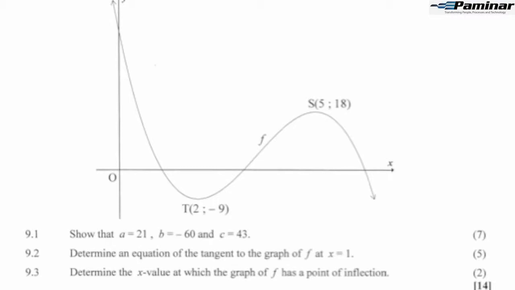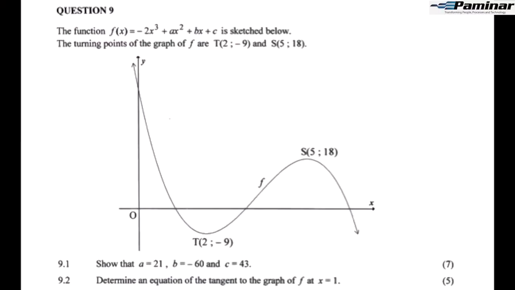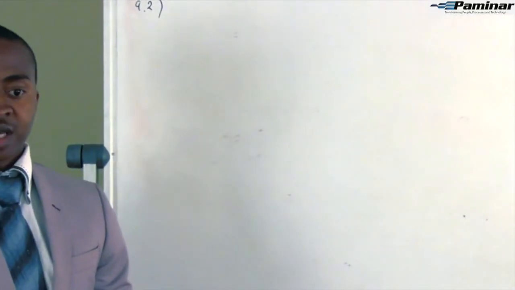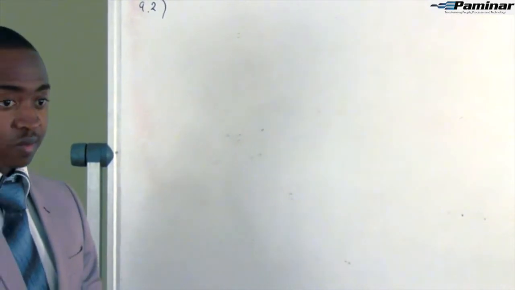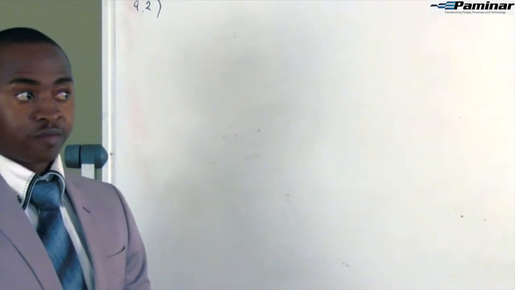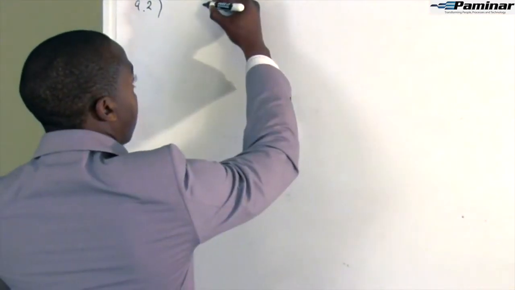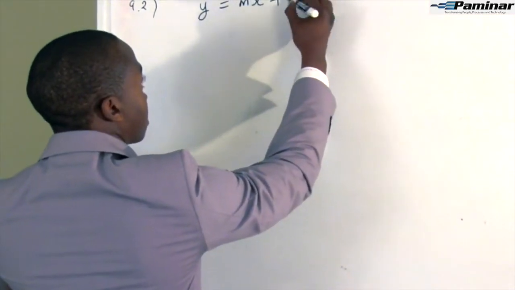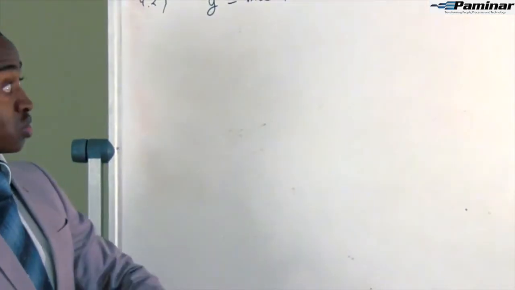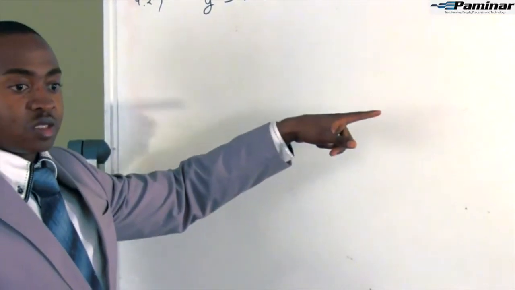Then, question 9.2 says, determine an equation of the tangent to the graph of f at the point x is equal to 1. Okay, we're trying to get an equation of a tangent. It's a straight line, right? The equation of a straight line is y is equal to mx plus c, or y minus y1 is equal to m brackets x minus x1. So we're going to use that to solve this equation. In your equation, y is equal to mx plus c, what two things do you need to find? M and c, right?